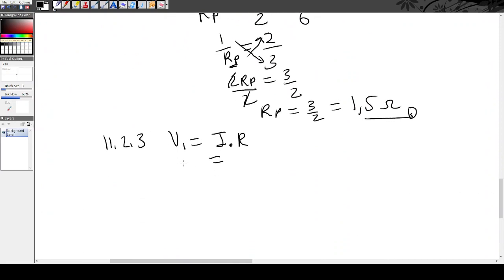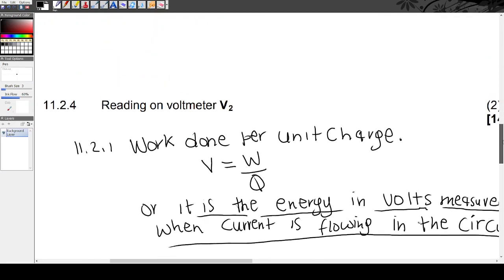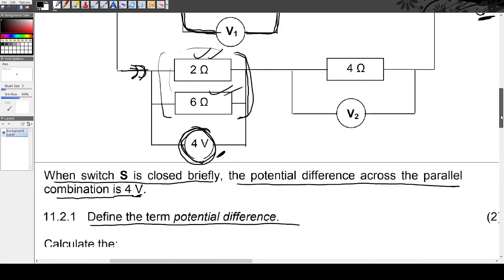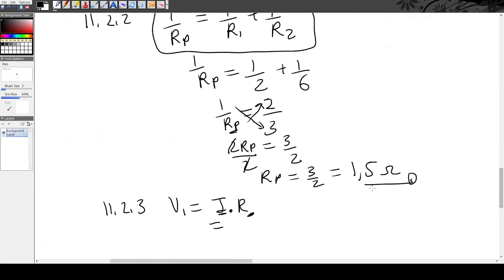Let me write what I'm saying. We are saying that we can't find V1 because we don't know the total current, but we know the total resistance of the circuit. We can find it by adding 1,5 plus 4. It's not 1,2, let's go back, it's 1,5. So 1,5 plus 4, that's 5,5. Okay, so that is our RT. RT will be 5,5. Let's keep that in mind.